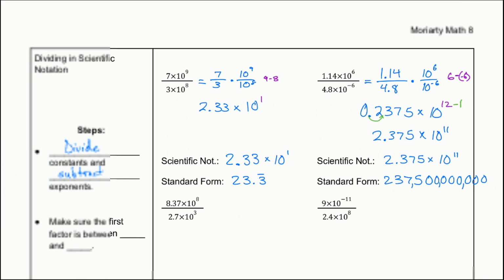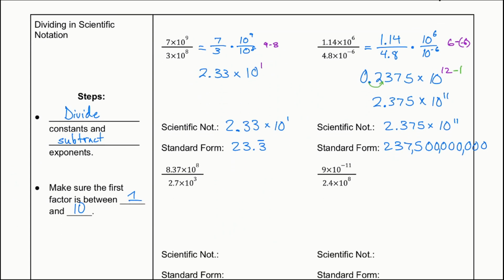Okay. Again, really, it's just divide those and then make sure that your front number or your front factor is between 1 and 10. All right. So pause the video, try these next two, and then all we have is addition and subtraction.